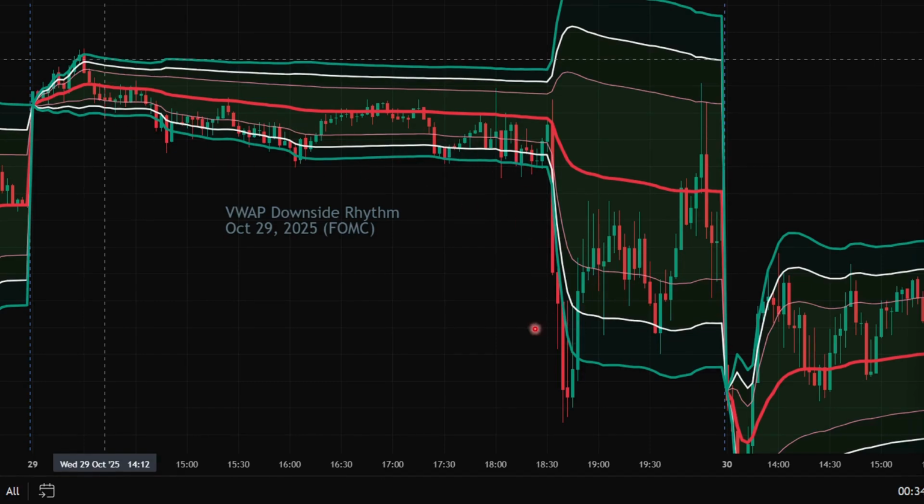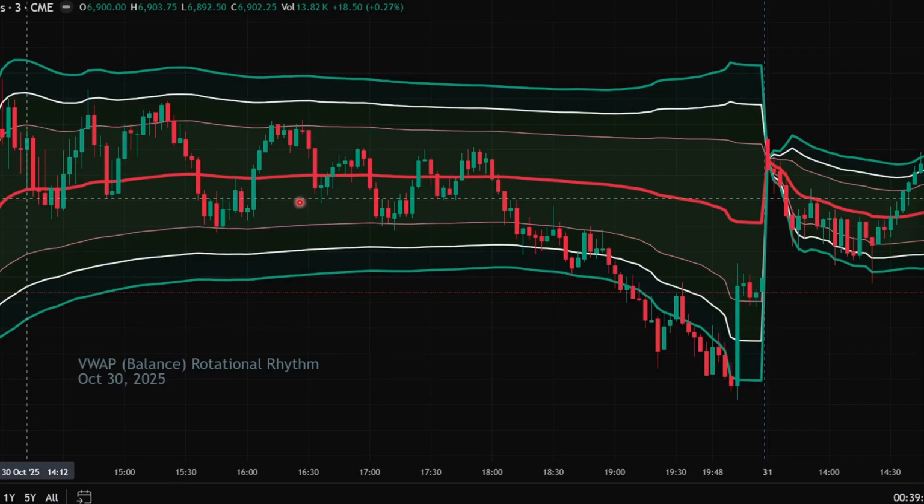In the third screenshot, we see a combination of balanced rhythm during the first part of the session, followed by an imbalance towards this downside in the second half. Initially, the price rotates between the 1 and minus 0.5 standard deviation bands, and then after the lunch session, it shifts towards the imbalance, consistently moving towards the lower bands.